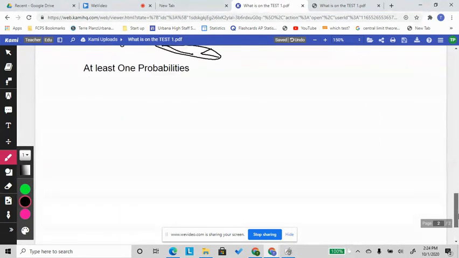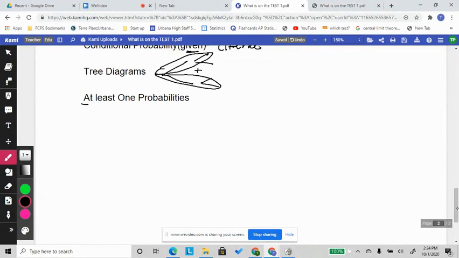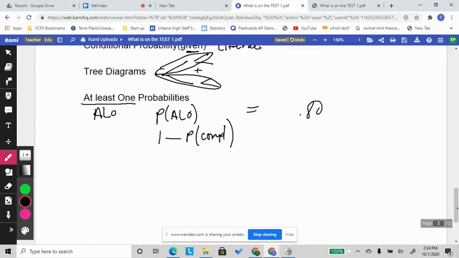And then the last thing is at least one probabilities. The thing that everybody has a problem with. Remember, I call these ALOs, so I don't have to write them. So probability of ALO is always 1 minus the probability of the complement, the opposite of it. Okay, so let's say I am doing a problem and I'm taking a driver's test and I have an 80% chance of passing on the first one. And let's say I pick 5 students who are going to take their driver's test. Okay, and my question is, what's the probability of at least one of them failing?